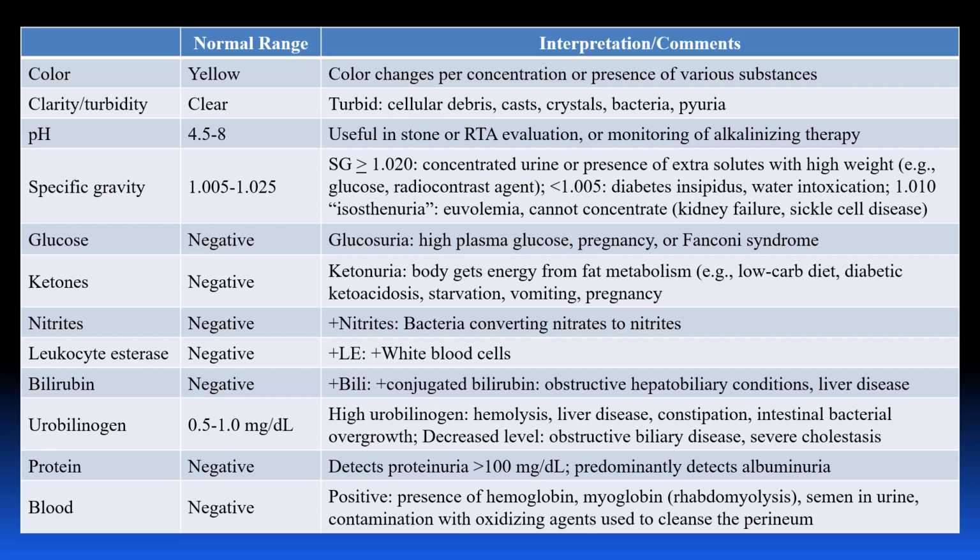This test can also be positive in the presence of myoglobinuria seen with rhabdomyolysis, semen in the urine, or urine contaminated with oxidizing agents used to cleanse the perineum. With rhabdomyolysis, however, microscopic analysis will be negative for the presence of red blood cells.